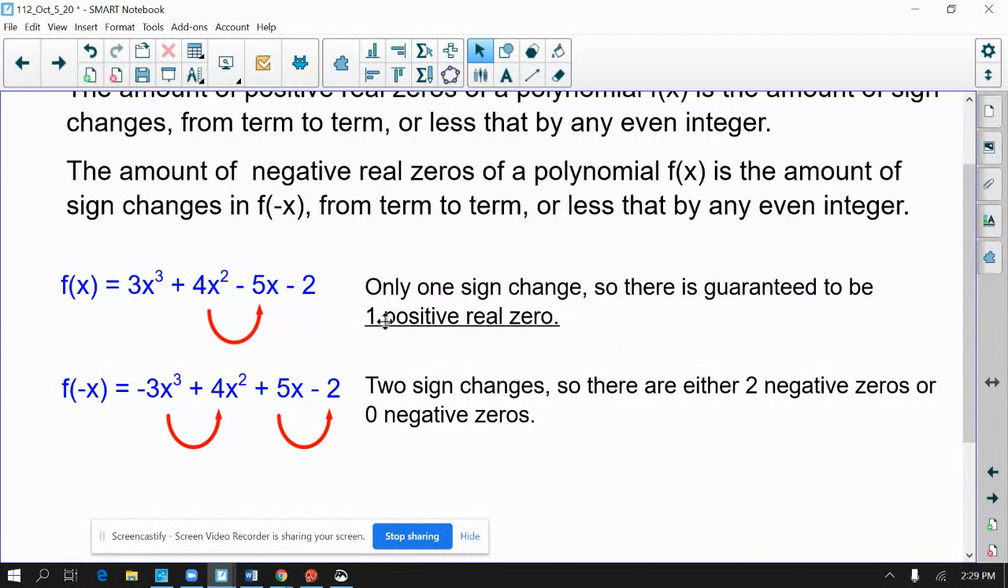The reason why we didn't do it over here is because there's only one sign change. So if you subtract an even number from 1, like 1 minus 2, you get -1. And how could you possibly have a -1 amount of positive real zeros? You can't have a -1 amount of anything.